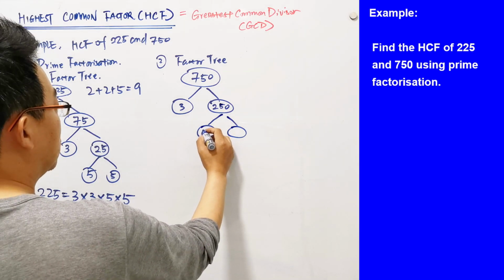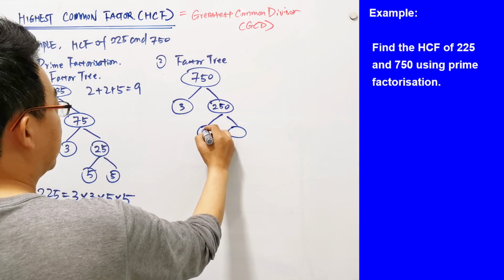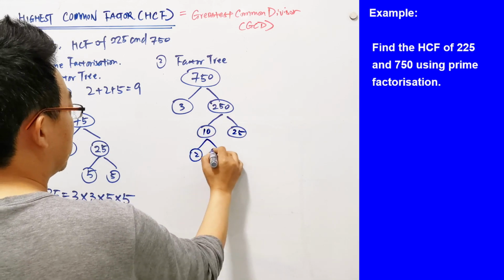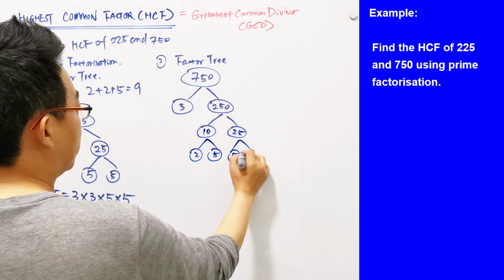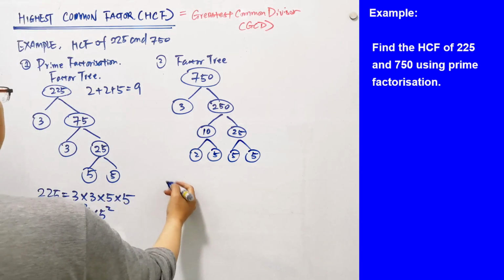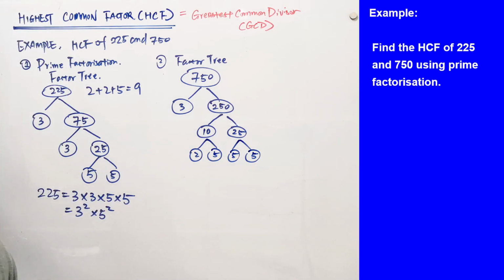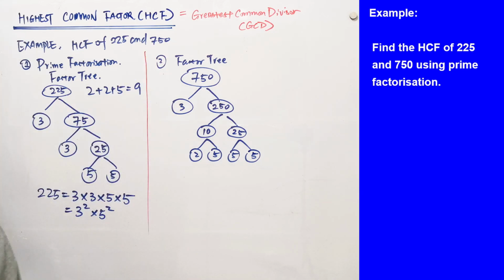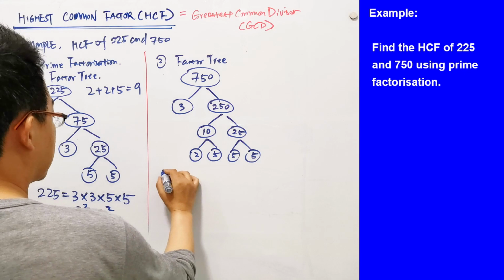Can we divide by 2? Or maybe we put 10, 25. We've got 2 here, we've got 5 here, and 5 and 5. So in this case, let's divide by this 2. Okay, so in this case, how much do we get?